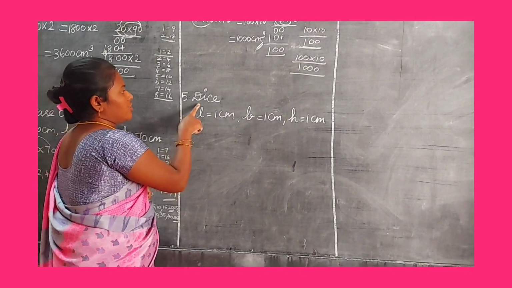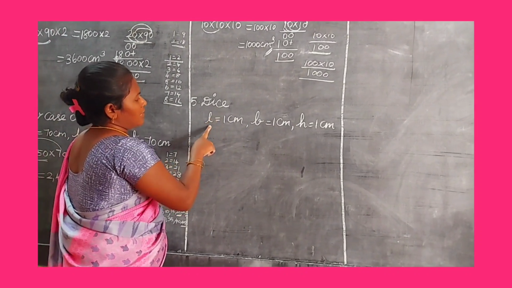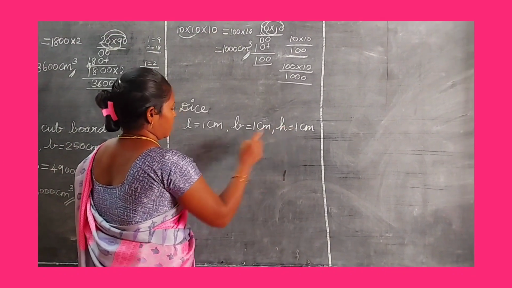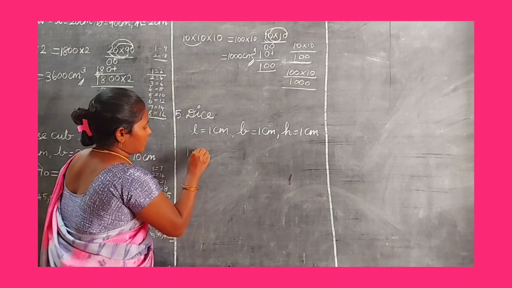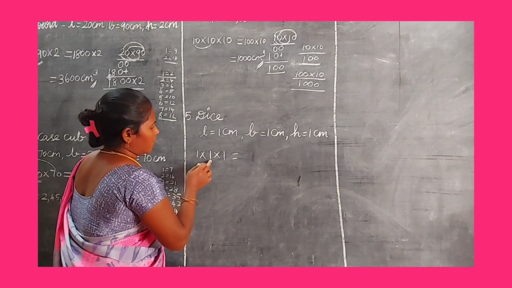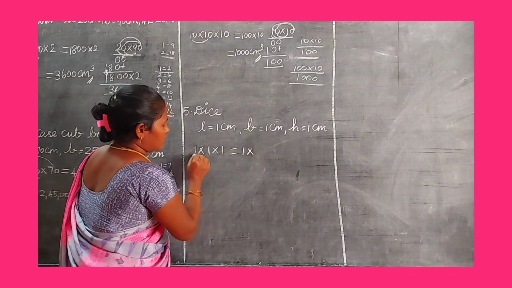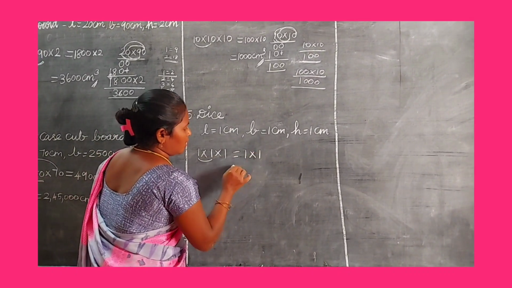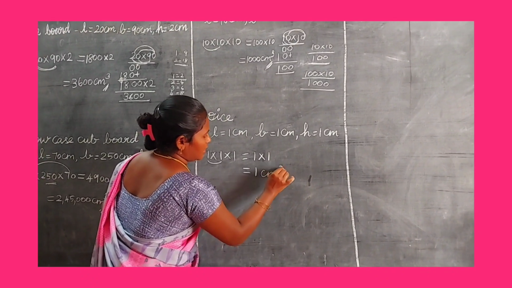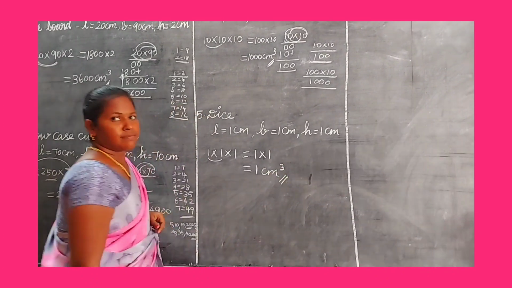Next object is dice. The length value is 1 centimeter, breadth value is 1 centimeter, height value is 1 centimeter. First step, we write 1 into 1 into 1. Any number multiplied with 1 gives the same number, so 1 ones are 1. So 1 centimeter cube is the answer.